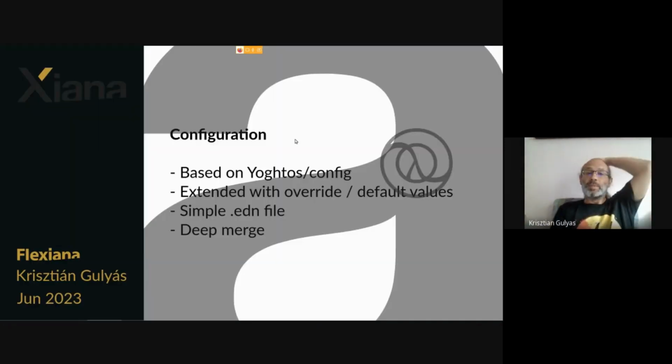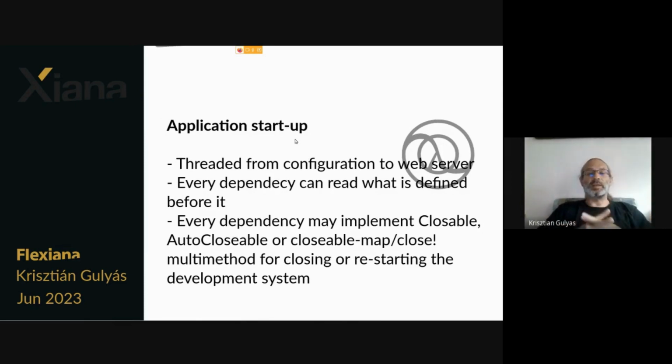Okay, so besides the configuration, as the next step I would like to talk about the composition of the application with the dependencies. Basically, it's a threading macro, which starts with the configuration and ends up in the web server. Everything already defined in the order of the threading macro can read what is defined before it.